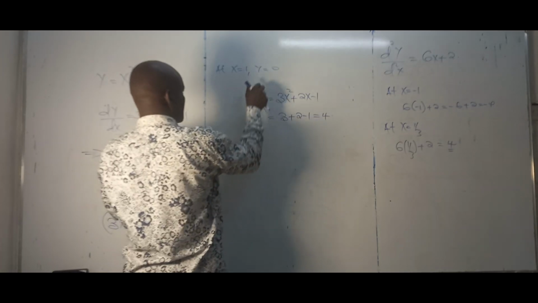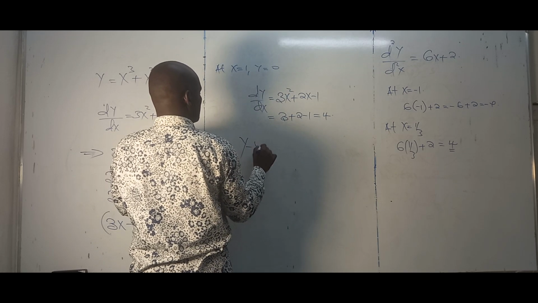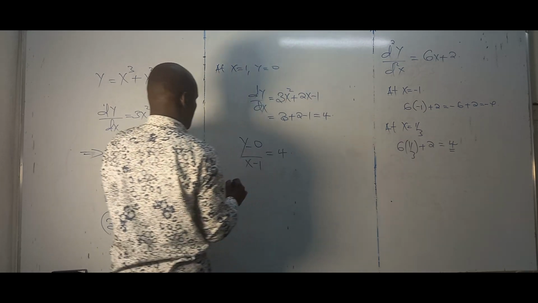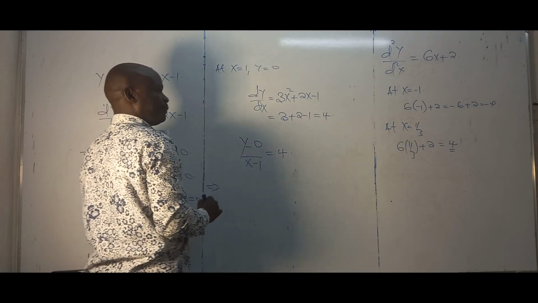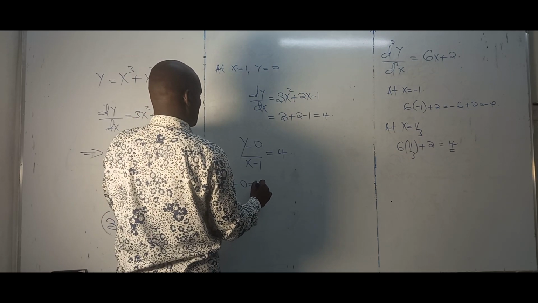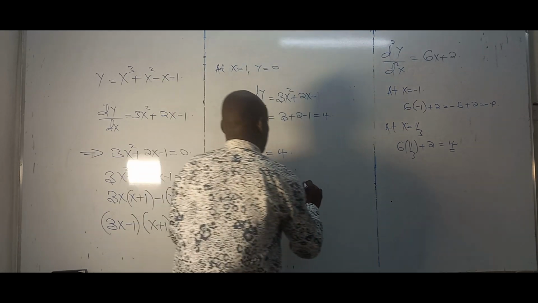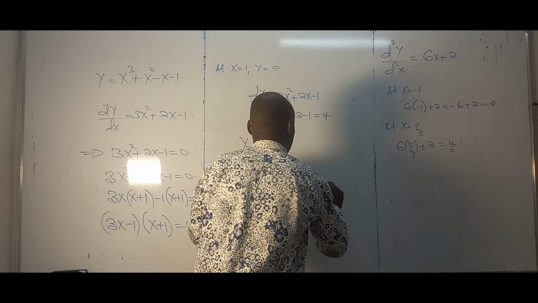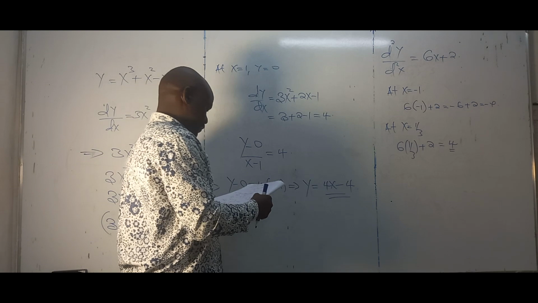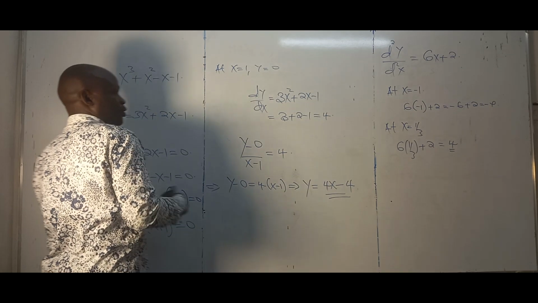So I take an arbitrary point with these two values, and have (y minus 0) over (x minus 1) is equal to 4. This should then imply that y minus 0 is equal to 4 into (x minus 1), and that should mean that y is equal to 4x minus 4. y is equal to 4x minus 4. So that becomes the equation of that tangent.